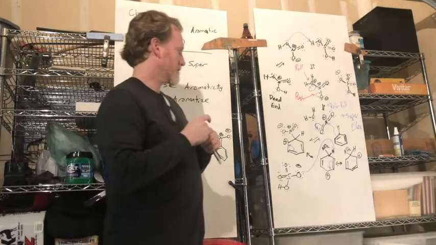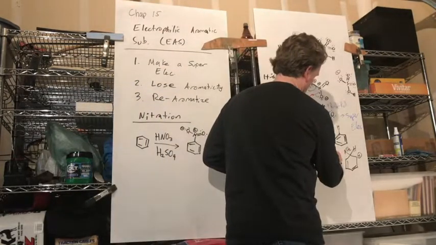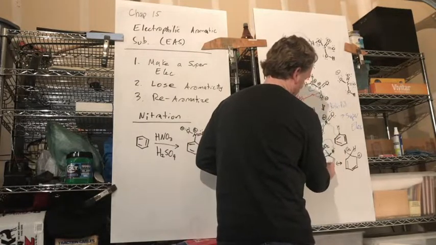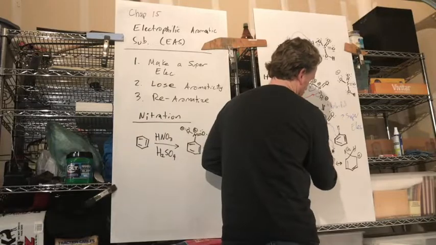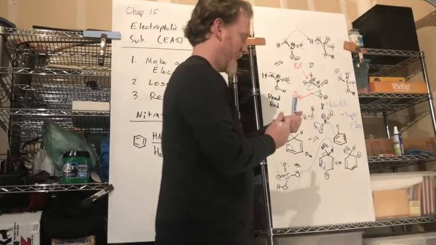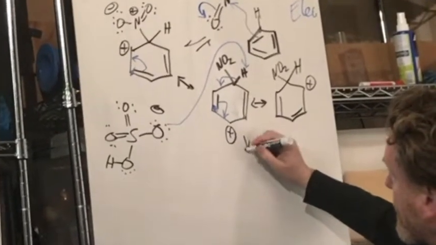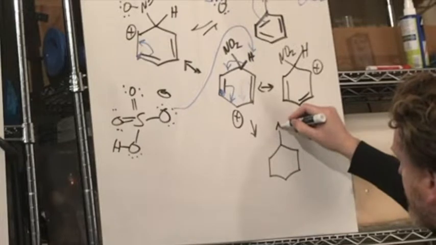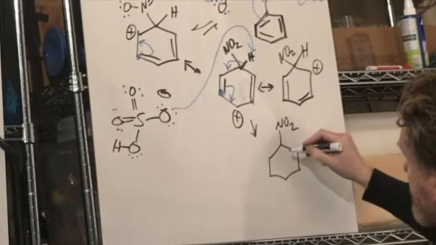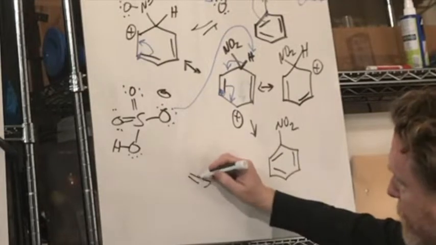So hydrogen sulfate can deprotonate this. And I can have it go like this. I'll have the pi bond go there, hinge here, come down here. I'll erase that resonance arrow from earlier. And that gets me to my final product, nitrobenzene. And I've regenerated the sulfuric acid.